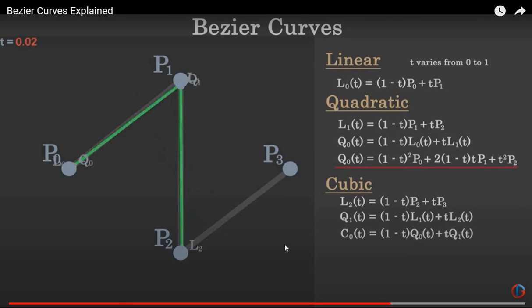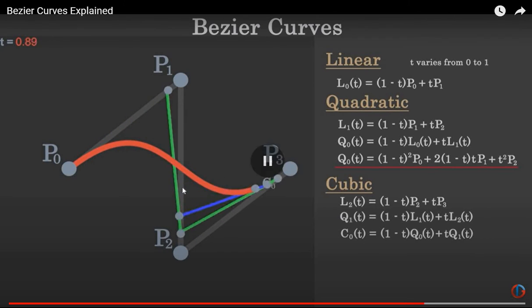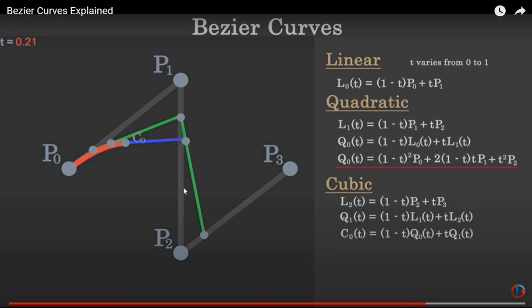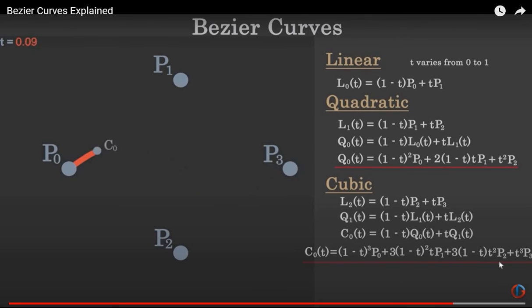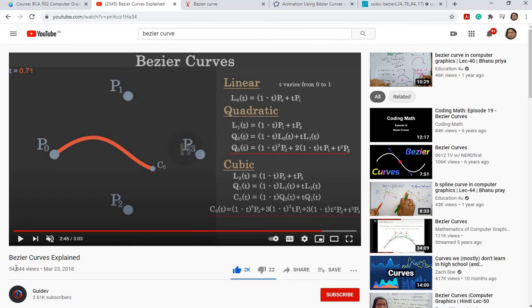Now you have Q0, and then you take all these values together and you name it C. C0(t) equals (1 minus t) Q0(t) plus t Q1(t). Okay, now you have this blue line. Now this blue line is coming, and if you trace the line again, this red line will come. Alright, so I suggest that you pause this video, or you can directly go to this YouTube channel, Bezier Curves Explained, given by BDEF.